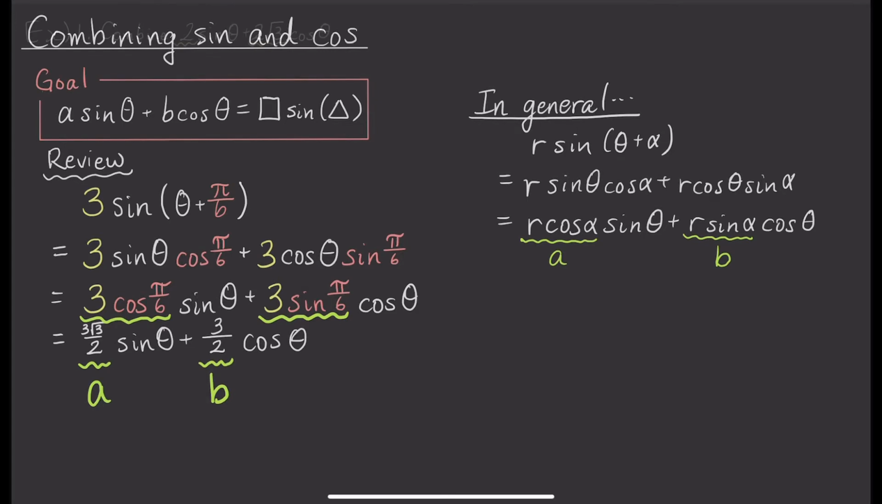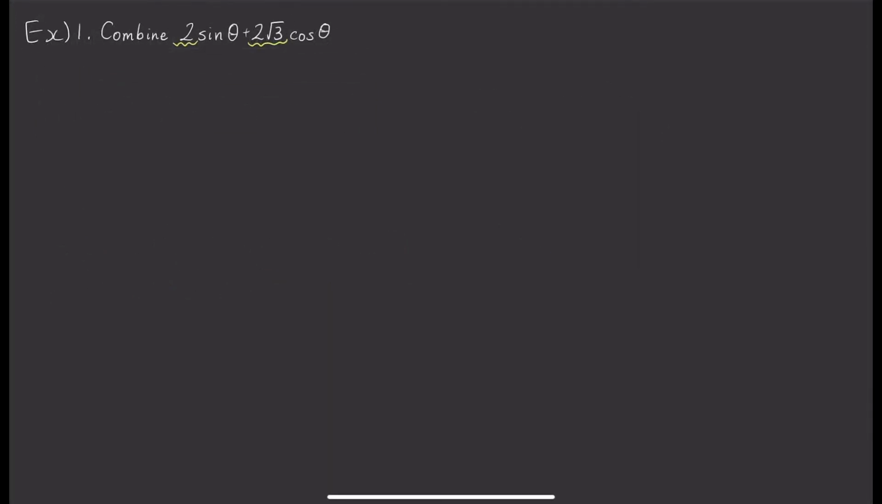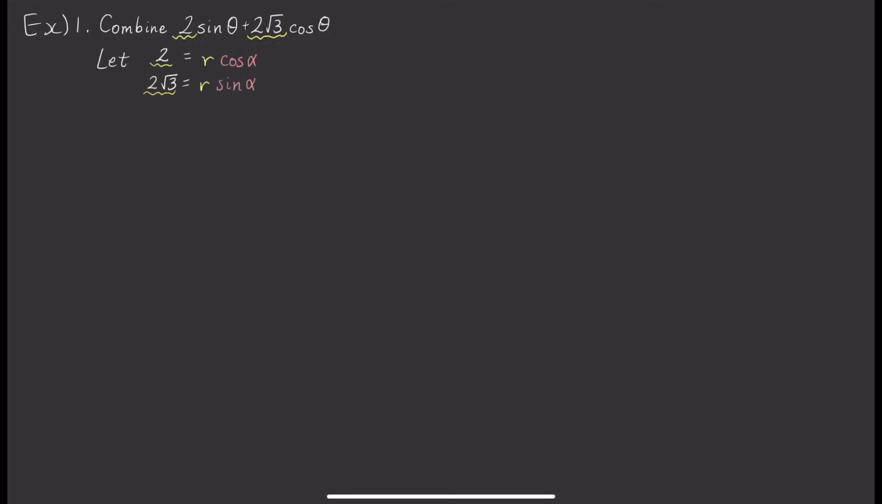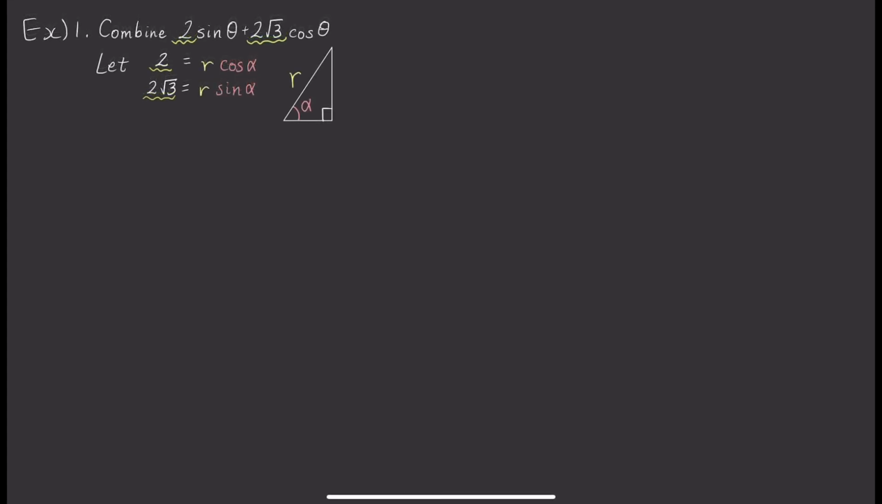So let's try out an example. Let's try combining 2 sine theta plus 2 square root of 3 cosine theta. Now let 2 equal r cosine alpha and 2 times the square root of 3 equal r sine alpha. Now we want to solve for r and alpha.